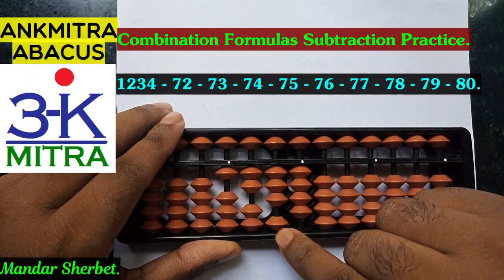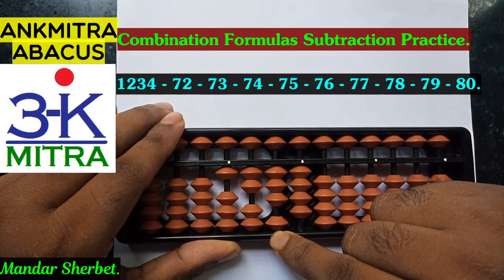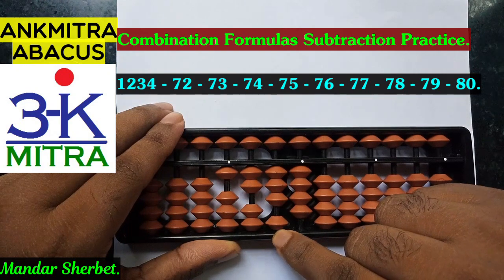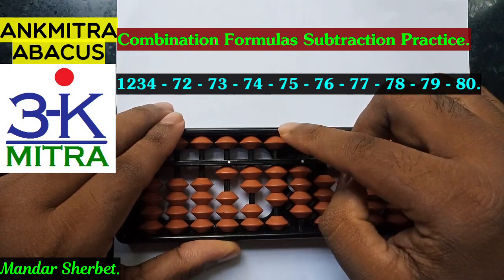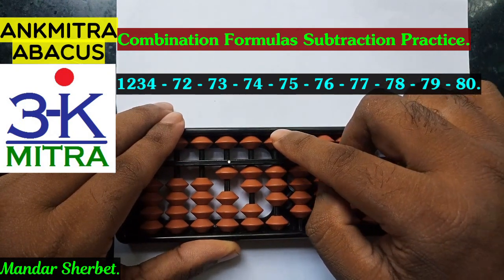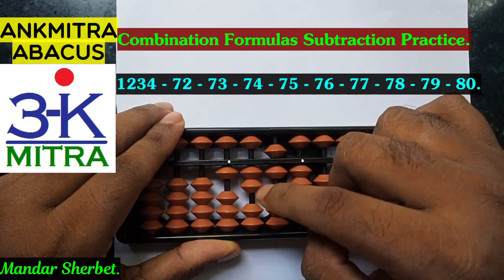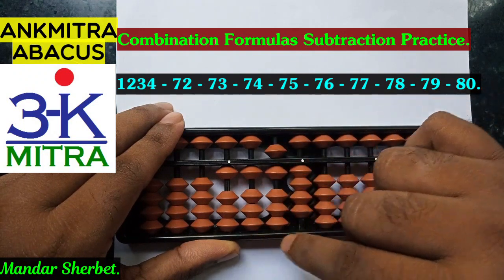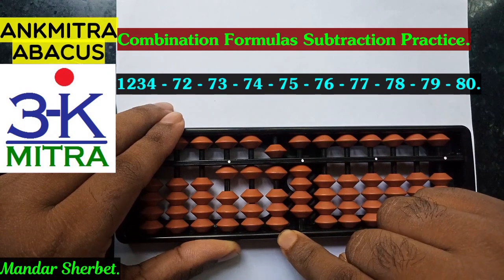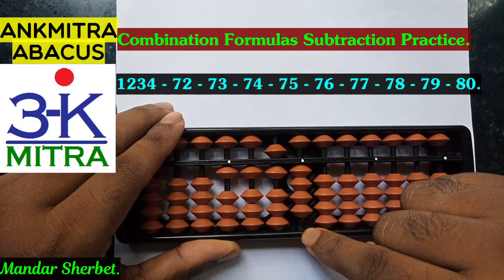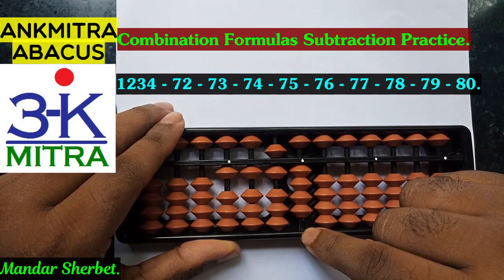So on the tens place I need to subtract 7, so the formula is plus 3 minus 10. For plus 3, I will be using the small friend formula of plus 3, which is plus 5 minus 2, and then minus 10 on the next left rod to finish the subtraction of 7 on the tens place. Coming to the units place, I need to subtract 2, which can be done directly.